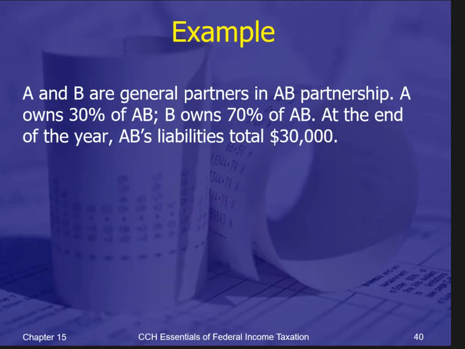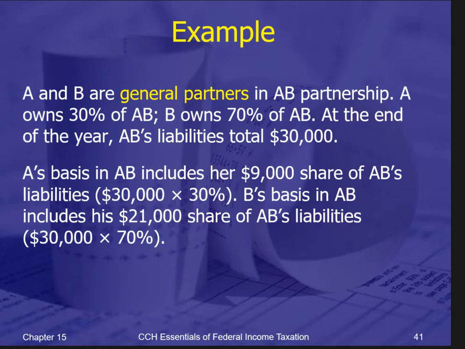So for example, A and B are general partners, with 30% and 70%, and liabilities are $30,000. A's basis includes $9,000 of the liabilities, and then B's basis includes the other 70%.